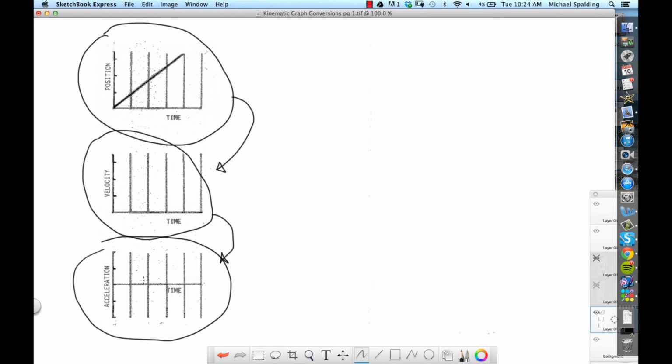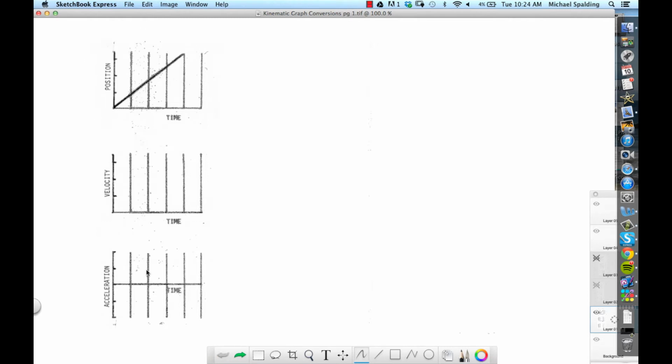Now, to do this, you have to know what slope tells you for each of these graphs. What is slope telling you? You could think of this as like a slope worksheet. On a position time graph, position is measured in meters, time is measured in seconds. What is the slope? So I'll pick 2 points on this graph. What is the slope of a position time graph?